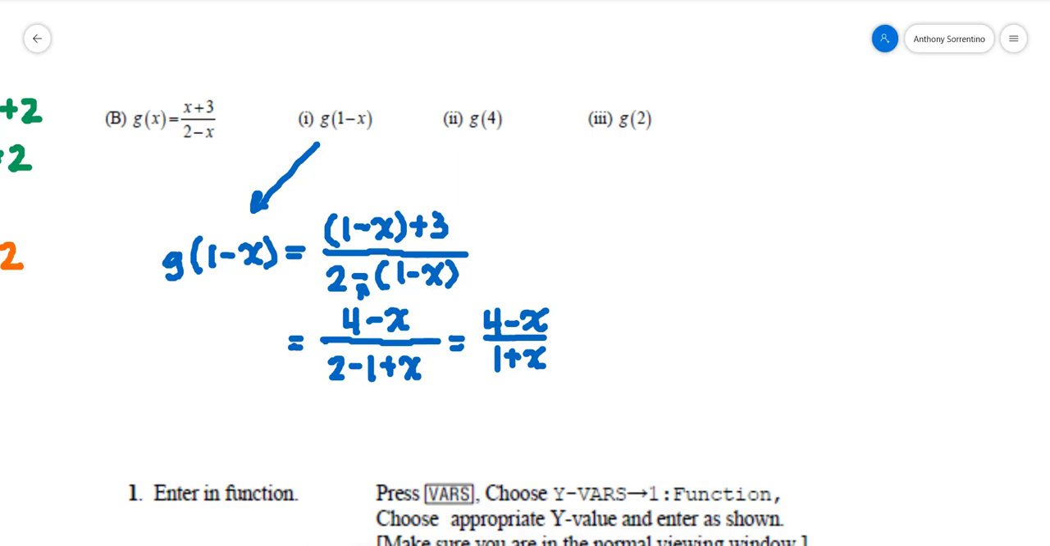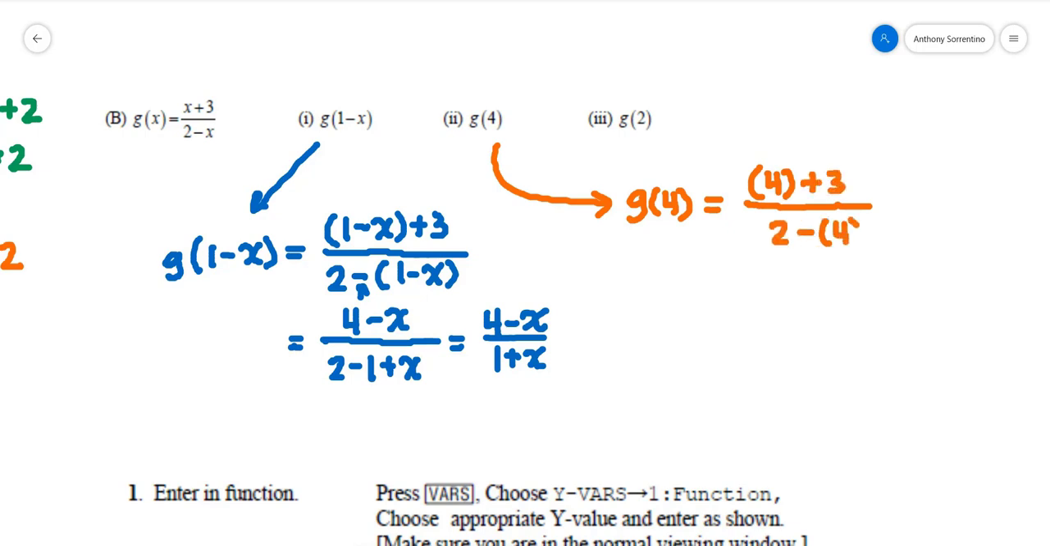But getting to the two simpler cases, II and III, for g of 4, pretty straightforward. I'm going to go to each x in the formula and replace it with a 4. Everything else stays. Now I have these extra parentheses which I really don't need. So parentheses 4 plus 3, same thing as 4 plus 3, that's going to be 7. 2 minus 4 is going to be negative 2. So I could say it's negative 7 halves. I can even put it in decimal form if I want, say it's negative 3.5. We don't use mixed numbers a lot in algebra, so negative 3.5 is the answer.